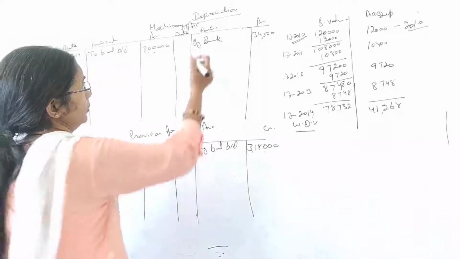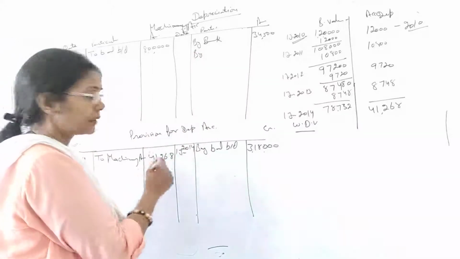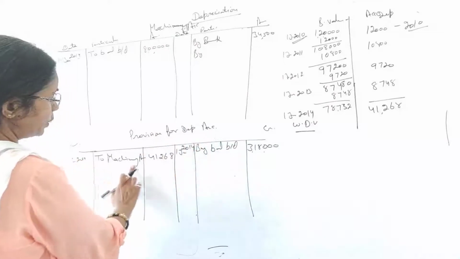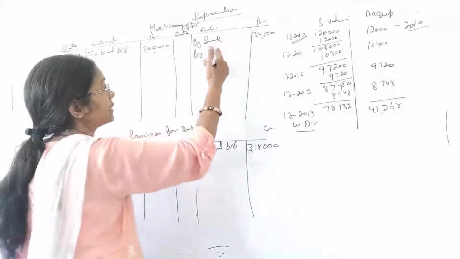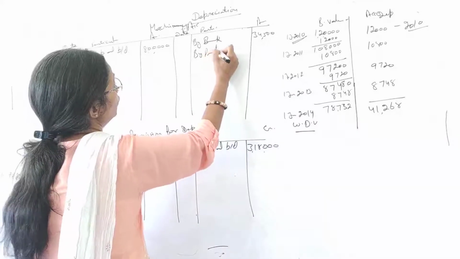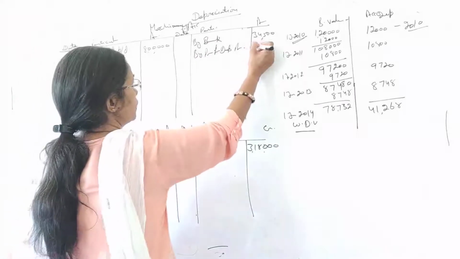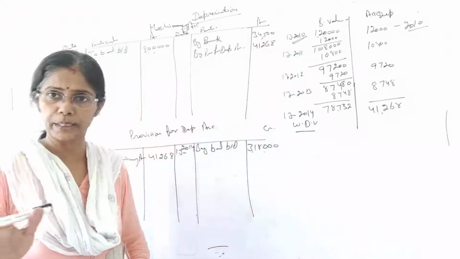First we take this as we have passed the entry. So this entry will be posted here also. Provision for depreciation account debit to machine, machine credit for. So let's go to the machinery account's credit side, by provision for depreciation account. How much? 41,268.